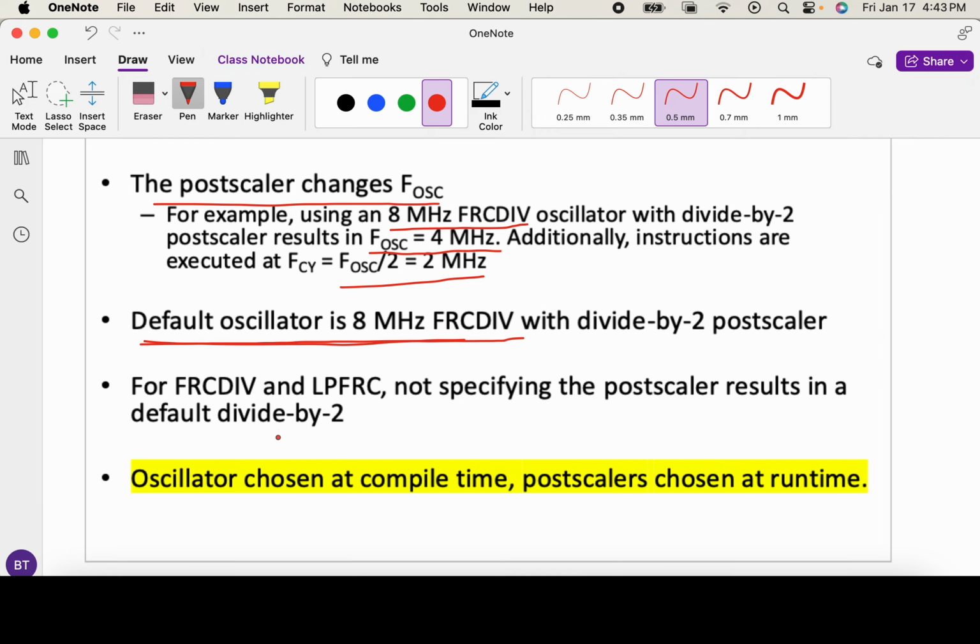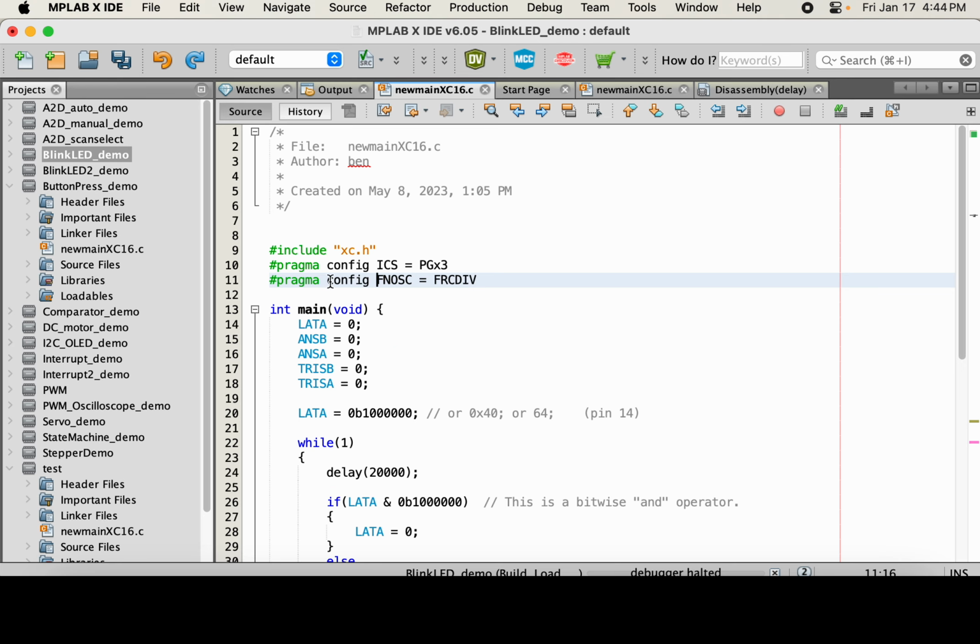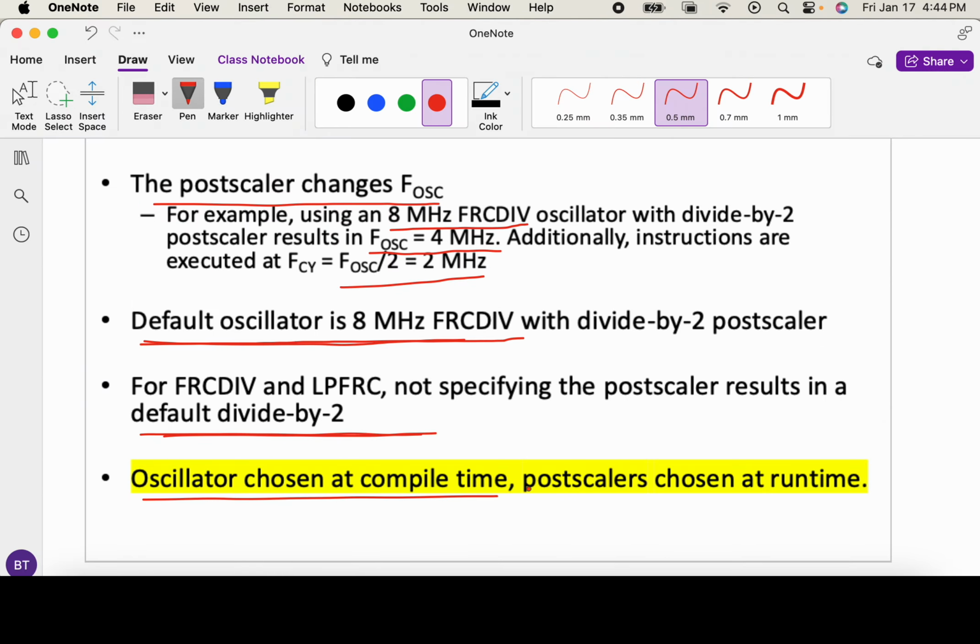So how do you choose 8 megahertz? Actually, I'll get to that in a second. Let's just finish the summary. The oscillator is chosen at compile time. So this line of code gets compiled, you upload it to your PIC, and it sets up the PIC for a specific oscillator and it cannot change. But the postscalers can be chosen at runtime.